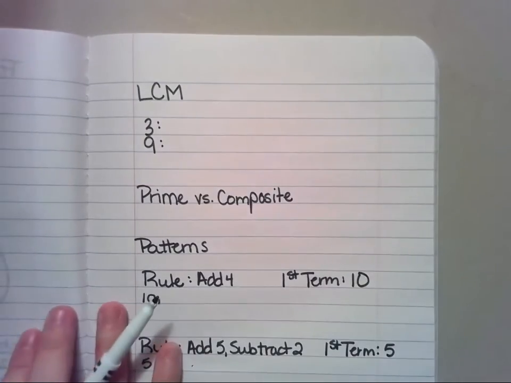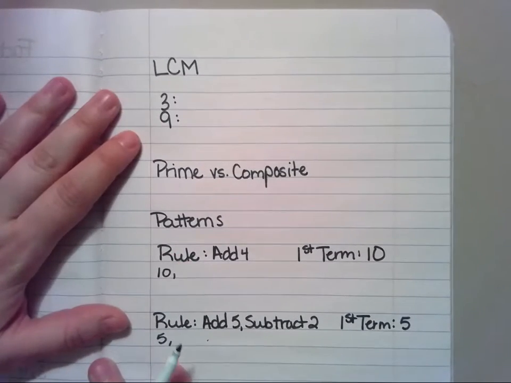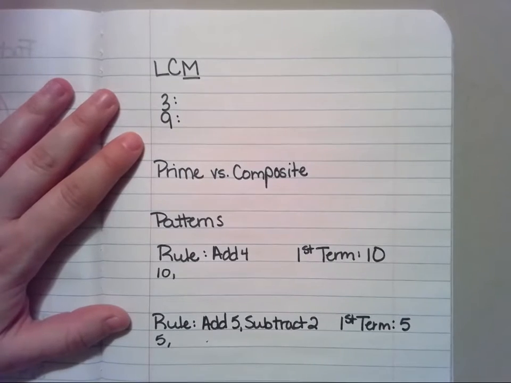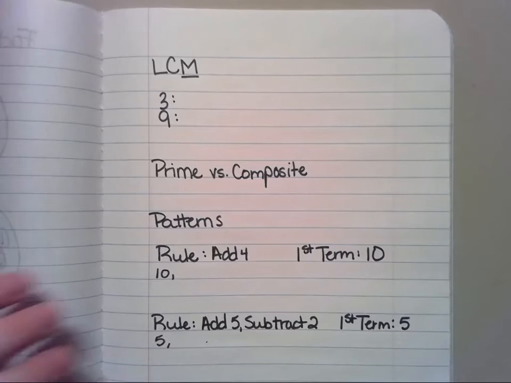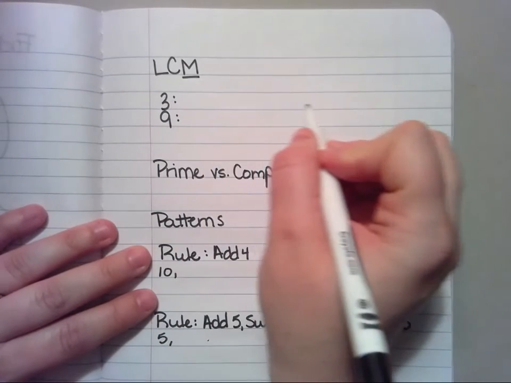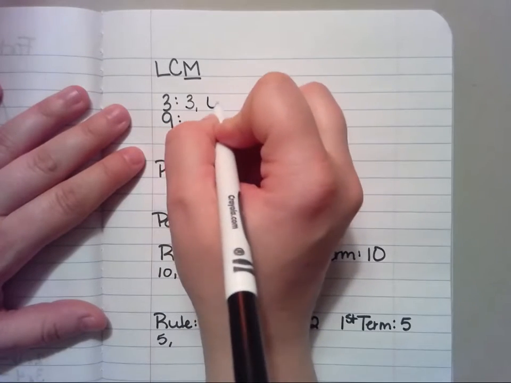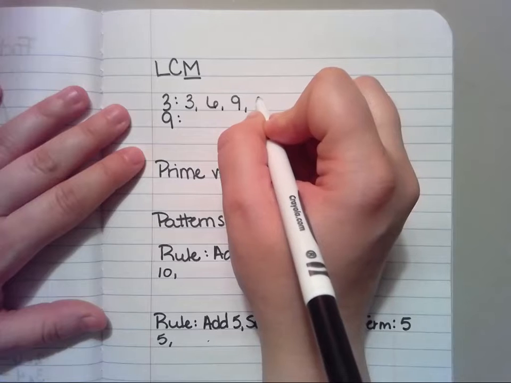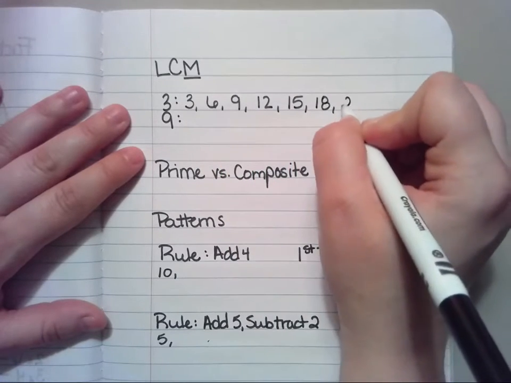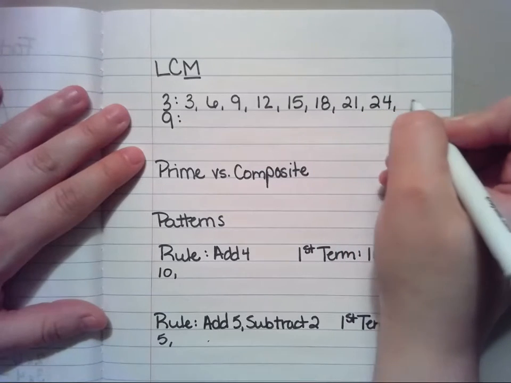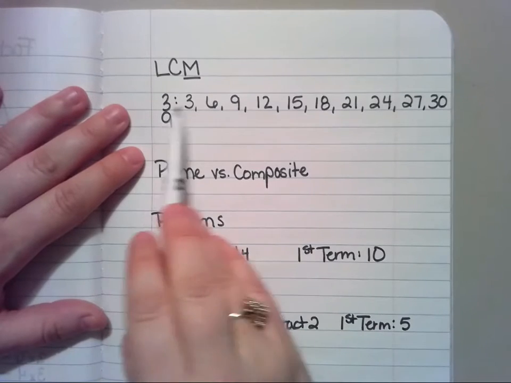The next thing on your paper is least common multiple, or LCM. We're talking multiples. This is the smallest multiple that a set of numbers share. So we have to list the multiples. Skip count. What are my multiples of 3? 3, 6, 9, 12, 15, 18, 21, 24, 27, and 30. Go all the way to the 10th multiple.